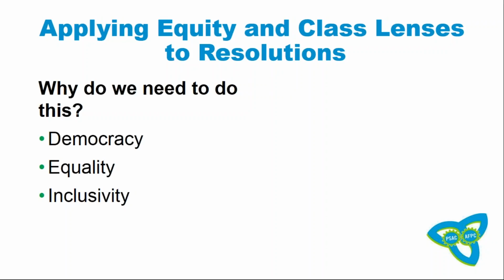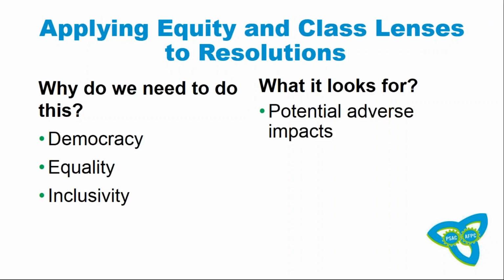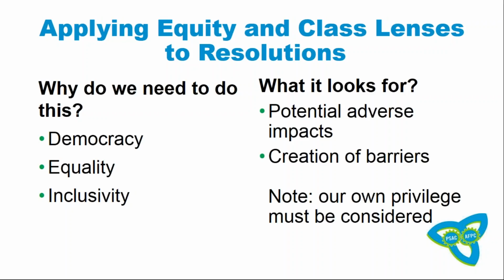So of course, to prevent this, we have to apply both an equity and class analysis or lens to decisions or resolutions before submitting them and or adopting them. When you apply an equity or class lens, it looks for potential adverse impacts for equity-seeking groups, and we'll look at that in a second. And it looks for whether the resolution creates any barriers for anyone. And there's a note there that our own privilege should always be considered.